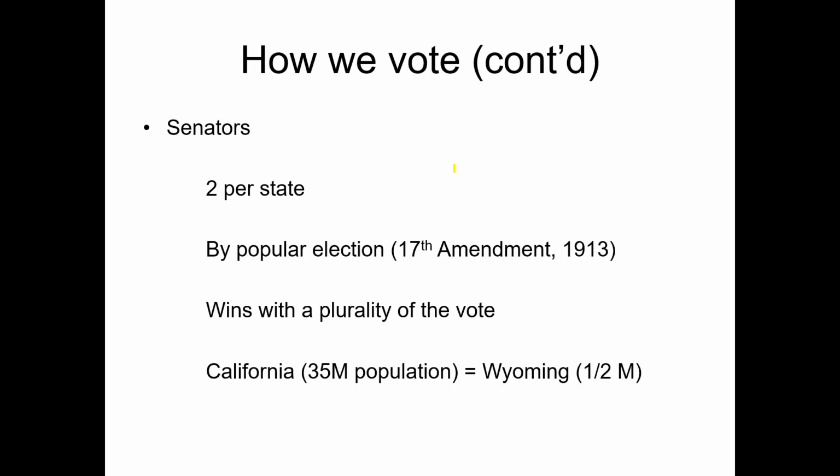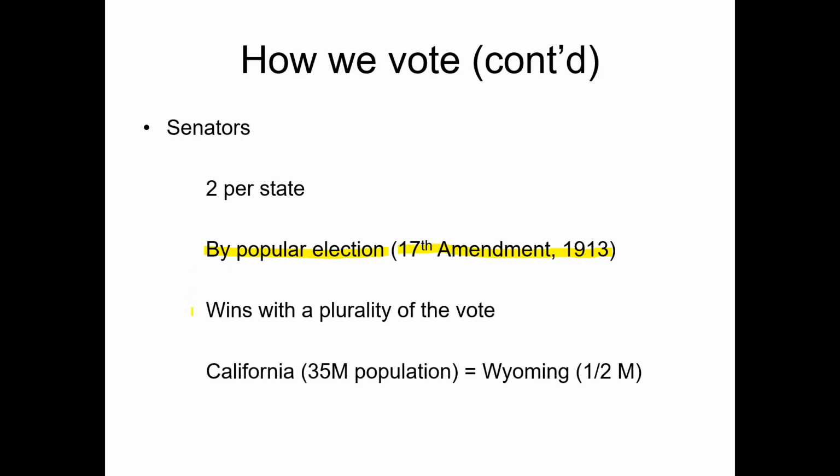For the senators, they're voted on statewide elections. There's 2 senators per state. We've talked about that. They're voted for 6-year terms, and those elections are staggered so that both senators are not up for election in the same state. The 17th Amendment, back in 1913, talked a little bit about that Progressive Era. It's where it got taken out of the state legislatures into a popular election of the senators.